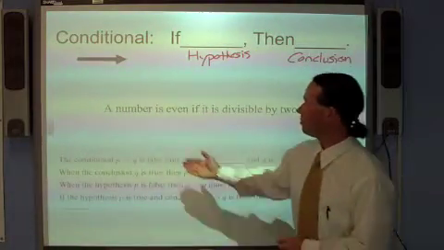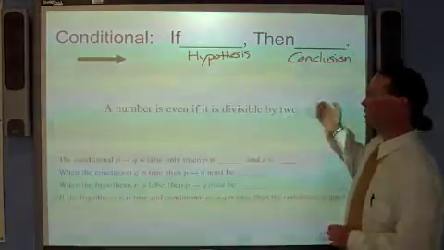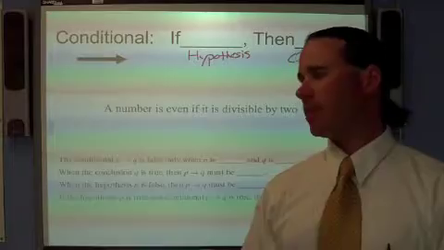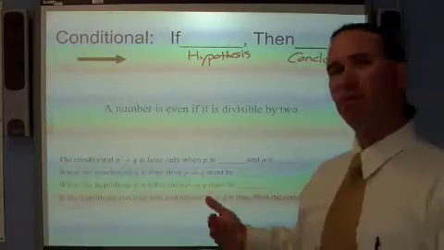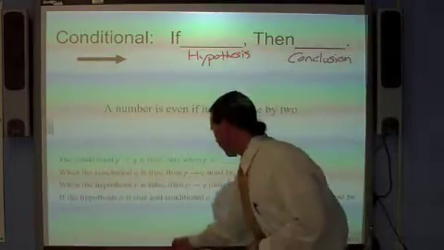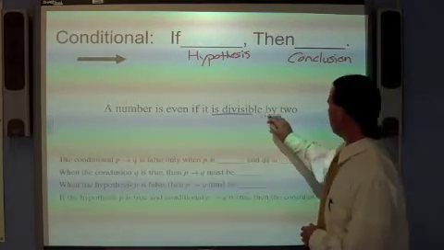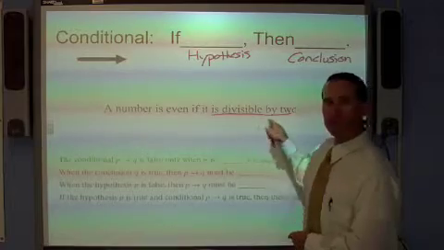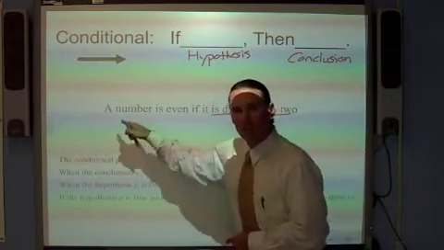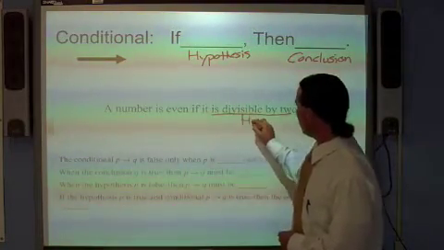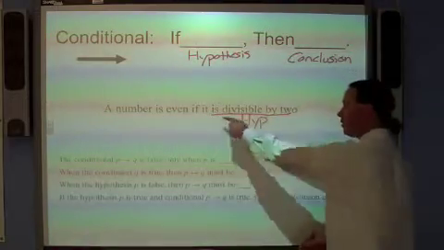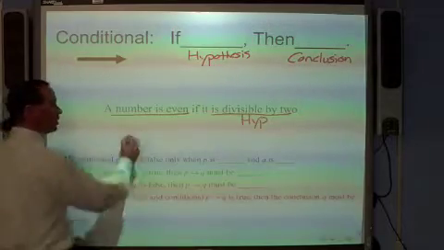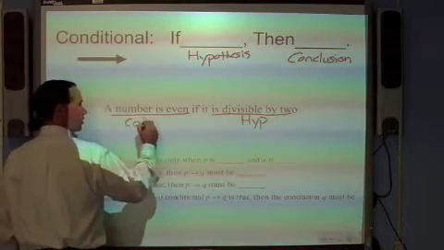Hidden conditionals are something like a number is even if it is divisible by 2. What's the hypothesis there? Isn't this the thing that has to happen, right? This is the hypothesis. If the number is divisible by 2, then the number is even. So this is my hypothesis. It's really saying if this happens, then this happens. This is called a hidden conditional, hypothesis, conclusion.